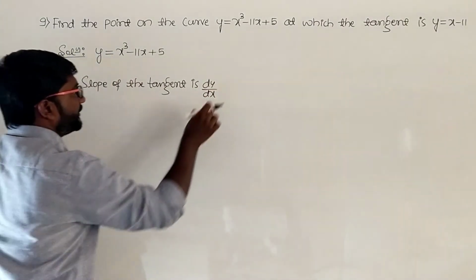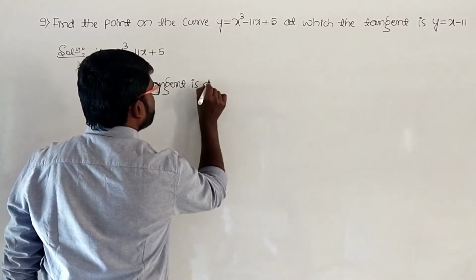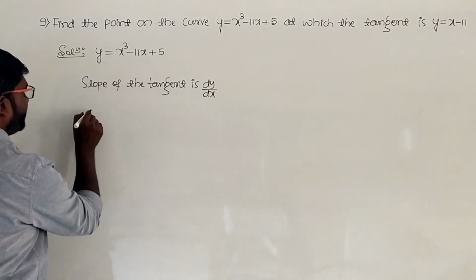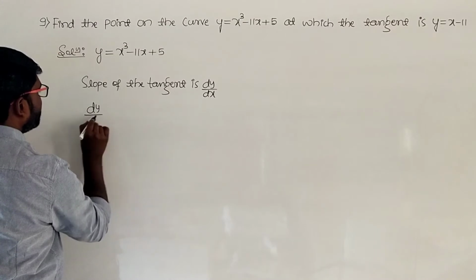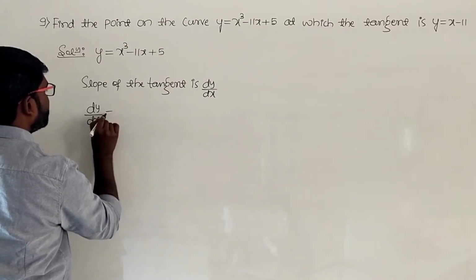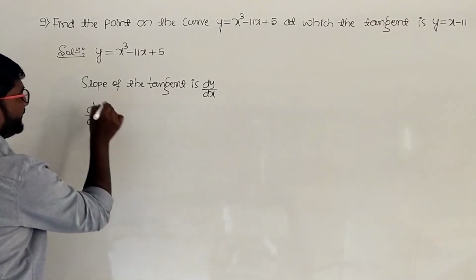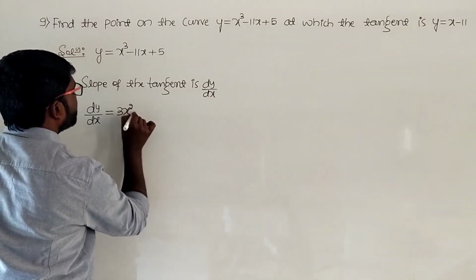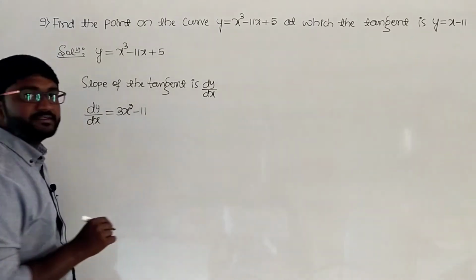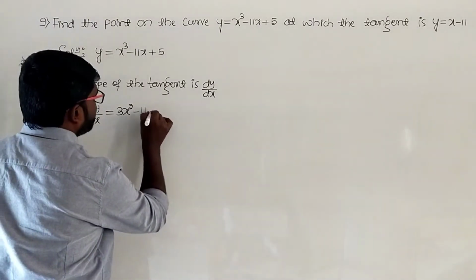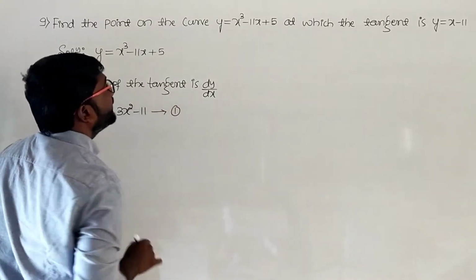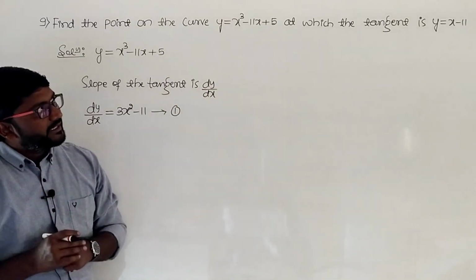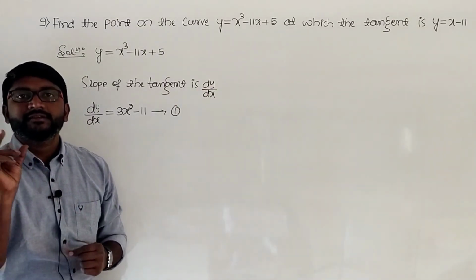Slope of the tangent is going to be dy by dx. So now dy by dx is equal to 3x square minus 11. Call this equation number 1, and then he has given the line y equal to x minus 11.